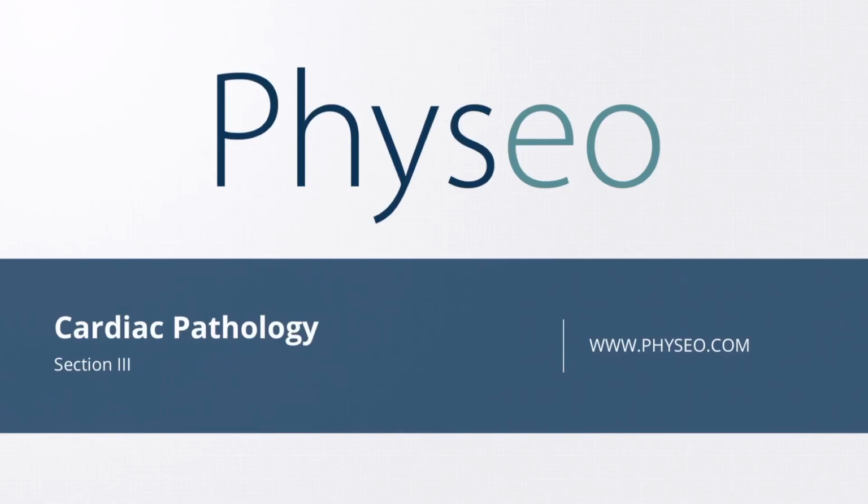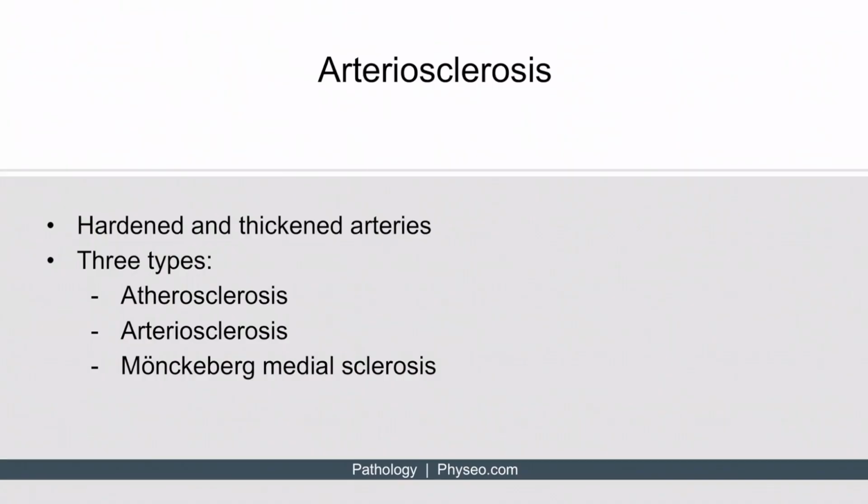Welcome to Section 3 of Cardiac Pathology. In this section, we'll be discussing arteriosclerosis. Let's get started. Arteriosclerosis can be simply defined as hardened and thickened arteries. There are three types, including atherosclerosis, arteriosclerosis, and Monckeberg medial sclerosis.